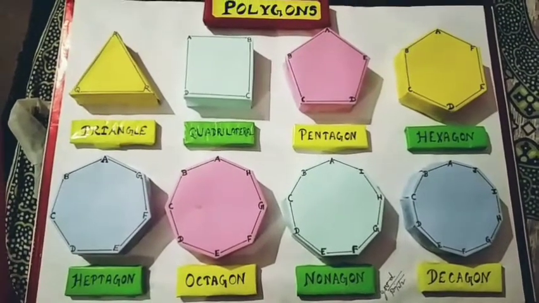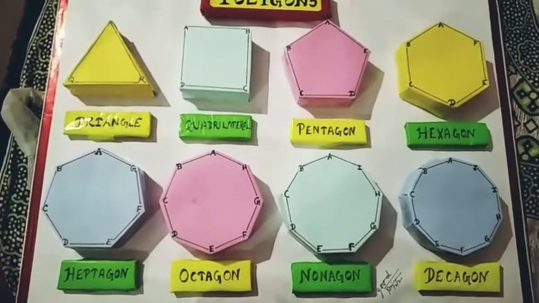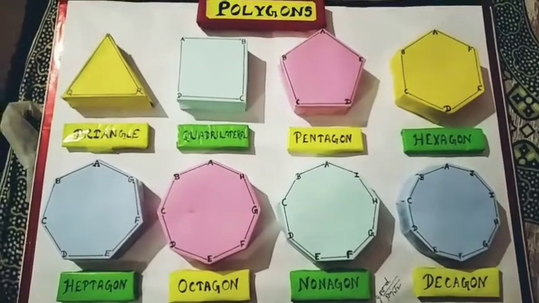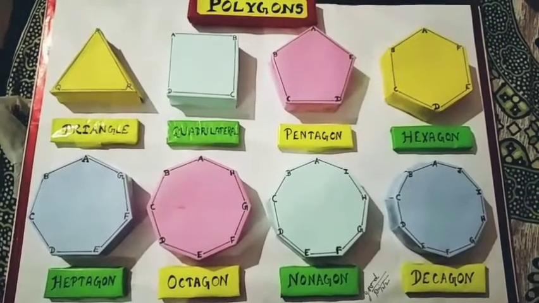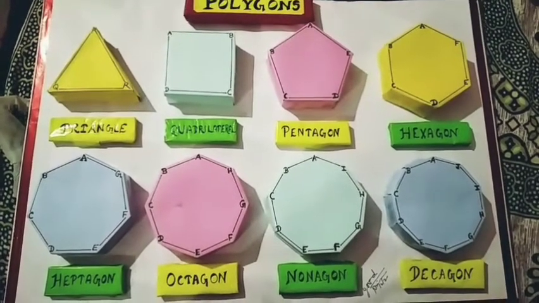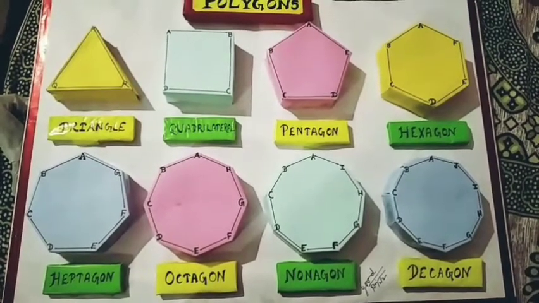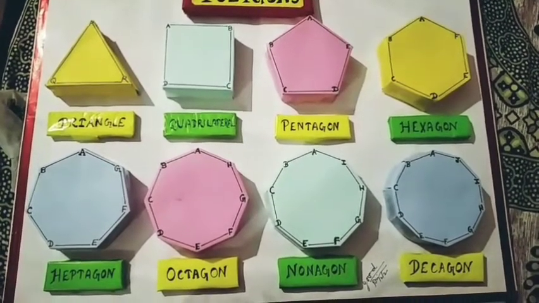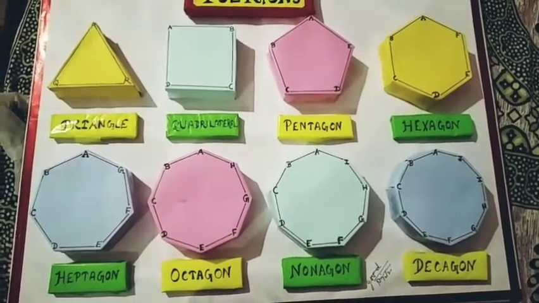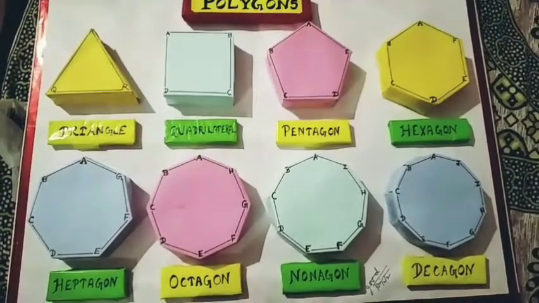For example, you can see first shape is triangle. It has 3 sides, therefore it is a polygon having 3 sides. Then you can see a quadrilateral. It has 4 sides. It is made up of 4 line segments, that is AB, BC, CD and DA. Then you can see pentagon made up of 5 sides, hexagon made up of 6 sides, heptagon of 7 sides, octagon made up of 8 line segments, nonagon made up of 9 line segments and decagon made up of 10 line segments. Students, there are many other shapes also.